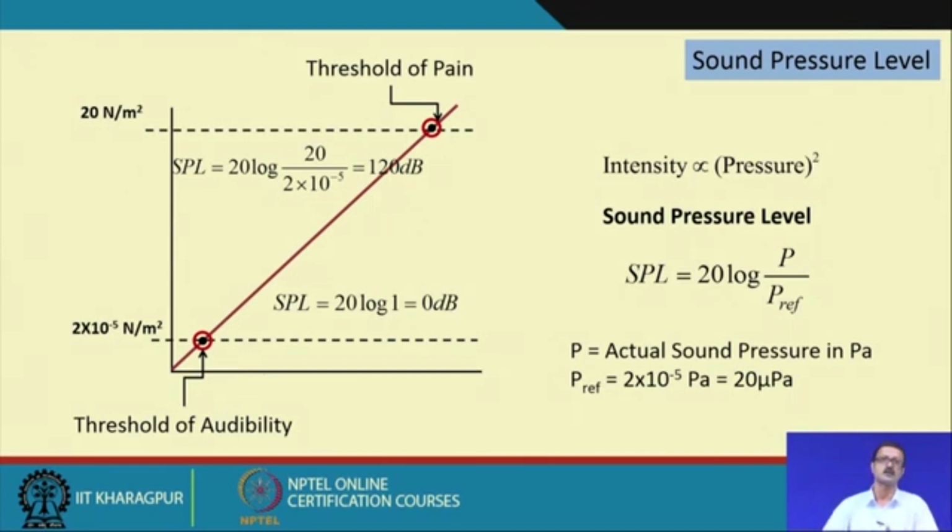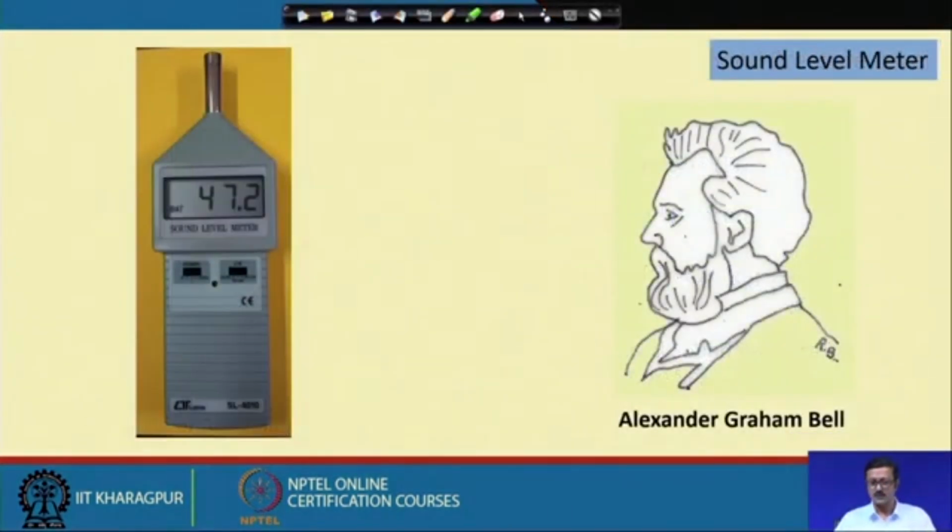Sometimes I am calculating by virtue of the pressure in Newton per meter square, sometimes by virtue of the energy or the power, that is the watt, and sometimes I am measuring the sound intensity level in terms of intensity, that is the watt per meter square. But the final result will be in dB using these three equations. Why decibel?